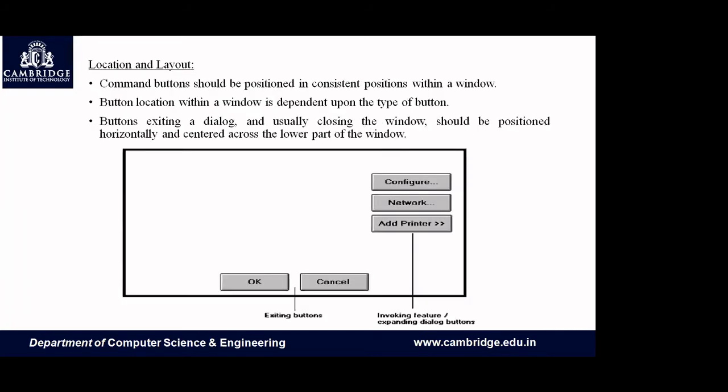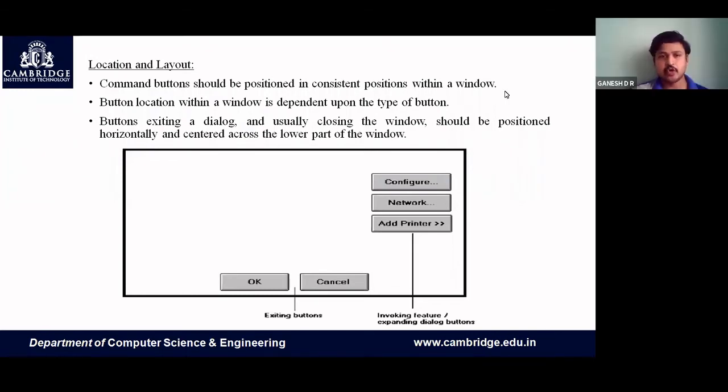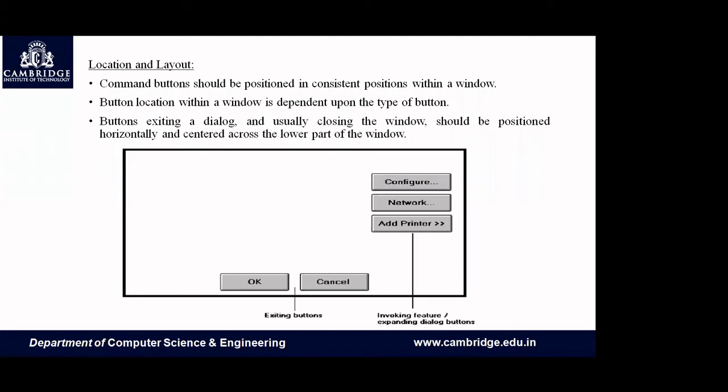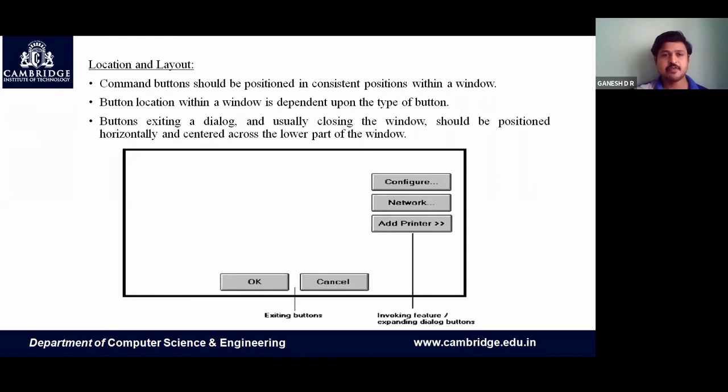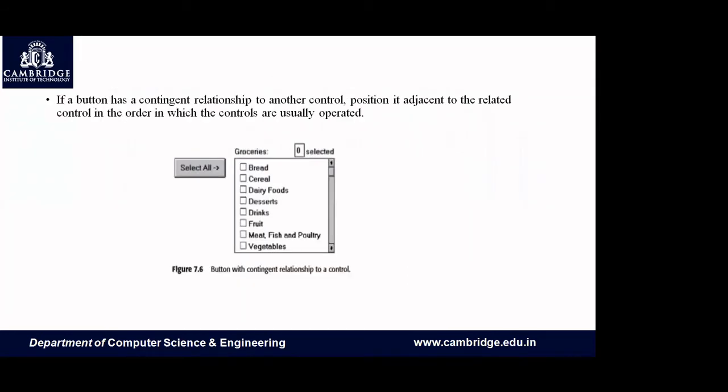The location and layout of the control buttons is also very important. They should be positioned consistently within a window, depending on the type of button. The location of the button depends on the type of the button, right? Whether it is closing the window or positioning the window, whether it is center, left, or elsewhere, it depends on the purpose you are using it for. Now, what if you have a contingent relationship? It means once you select one control, there is one more control to be selected. So what you have to do is use the contiguous control next to it.